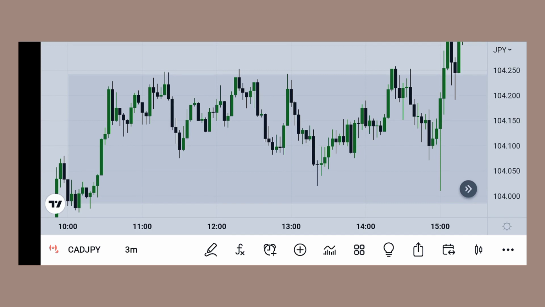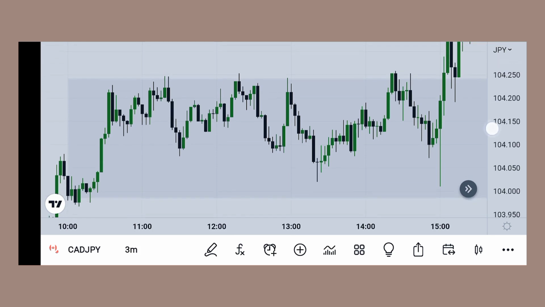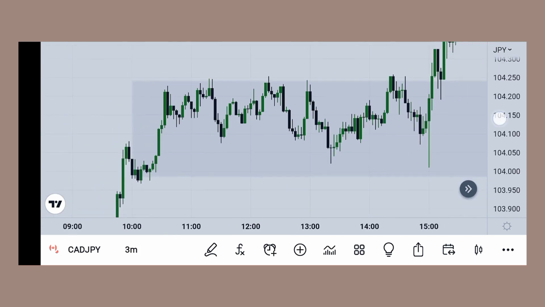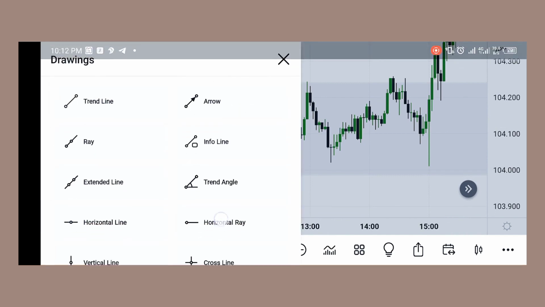During the New York section, actually I missed the impulse move. I didn't get in very early, but again the New York section is giving an opportunity for you to actually get in again. So I'm going to be using the fib now. The fib, that's the Fibonacci expansion.